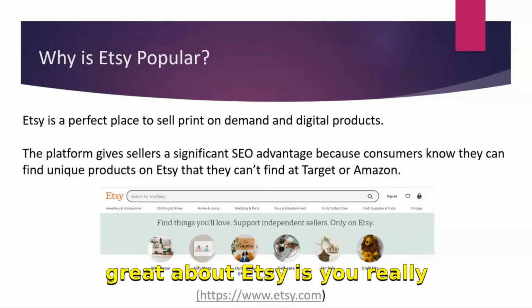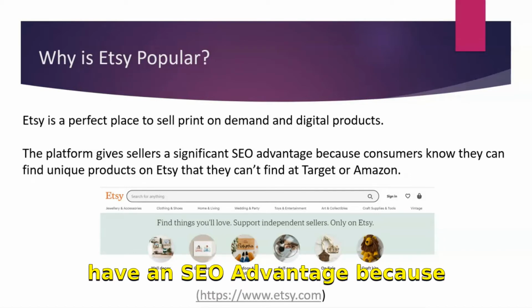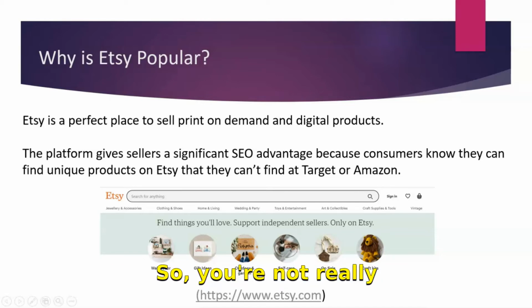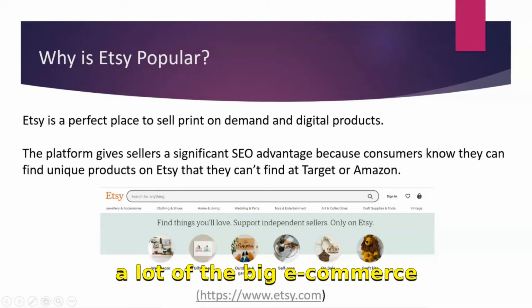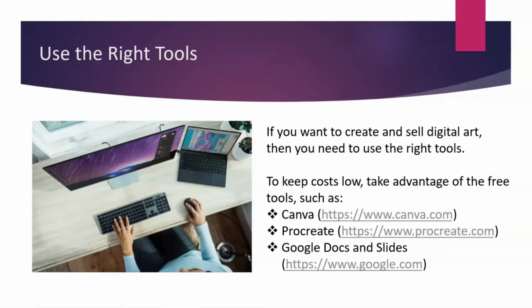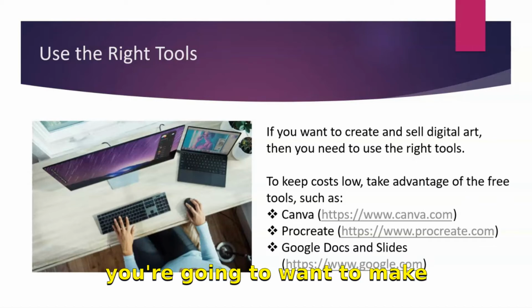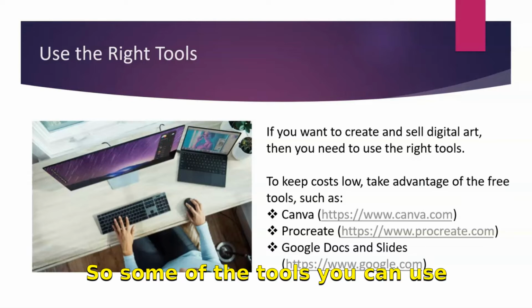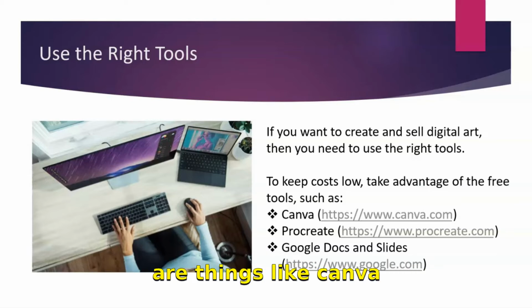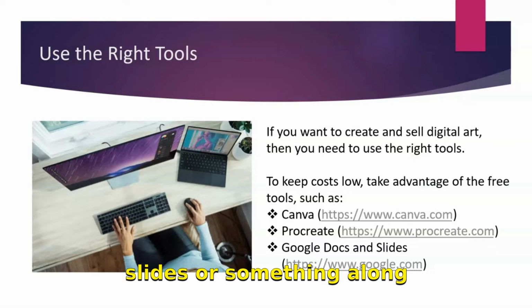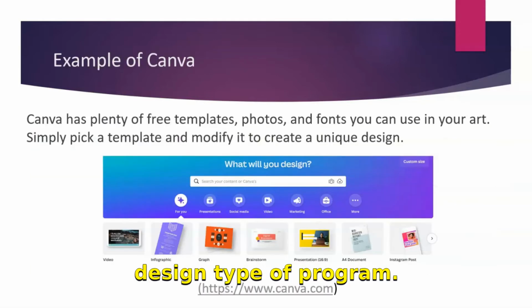So one of the things that's great about Etsy is you really have an SEO advantage because it's a very different marketplace than places like Amazon. So you're not really competing with what's happening over on Amazon or on a lot of the big e-commerce stores. So if you're looking to create and sell digital art, which is actually one of the more popular categories on Etsy, you're going to want to make sure you use the right tools. So some of the tools you can use are things like Canva, Procreate, and Google Docs and Slides, or something along those lines, like a slide design type of program.